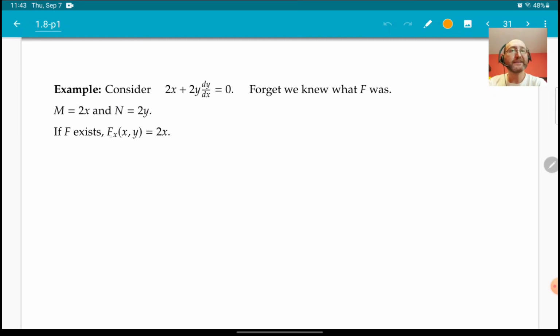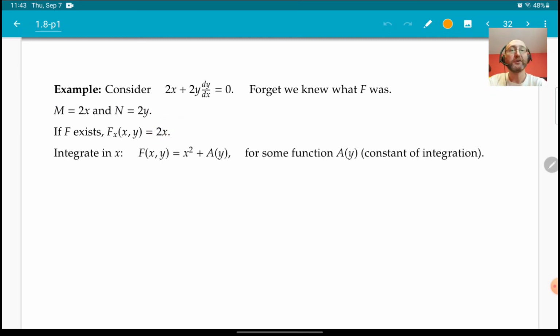So we have to have that f sub x is 2x, right? That's just the derivative in x, so we can integrate in x. Now, if we integrate in x, the antiderivative of 2x is x squared, and then we get some constant of integration. Now, the constant of integration is not constant. It's only constant in x, so it does not depend on x, but it could depend on y. For different y, you could get a different constant of integration when you're integrating in x. So that's why we write f as x squared plus some function of just y, not x, right?